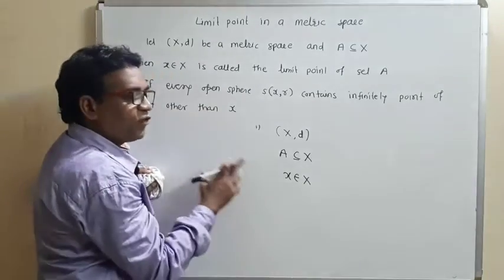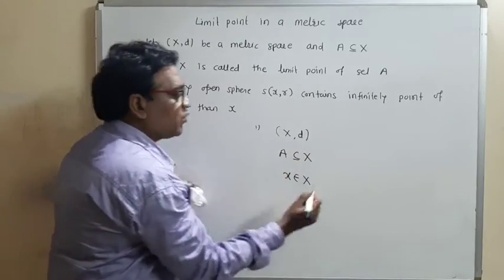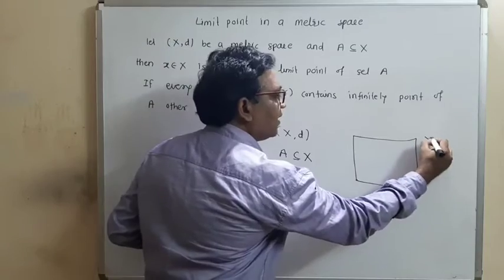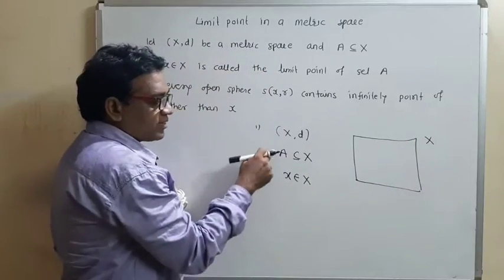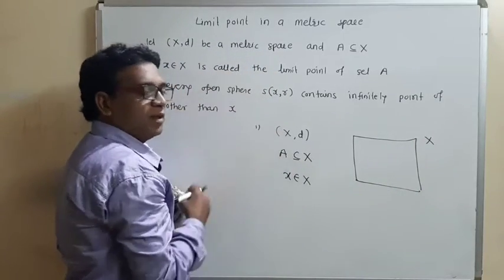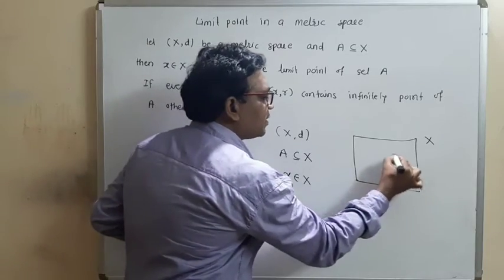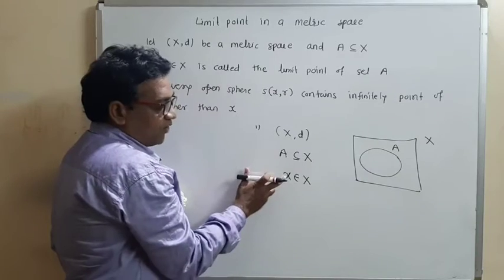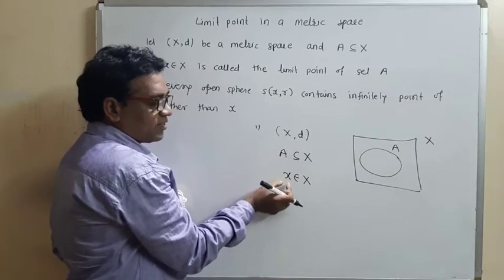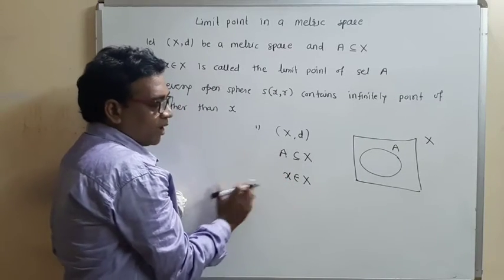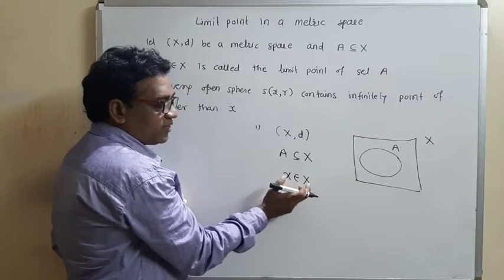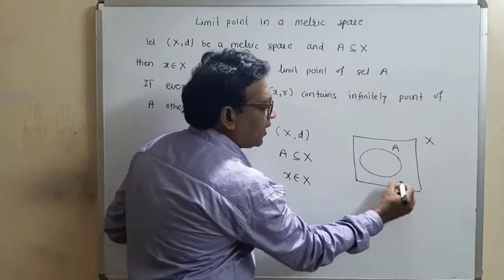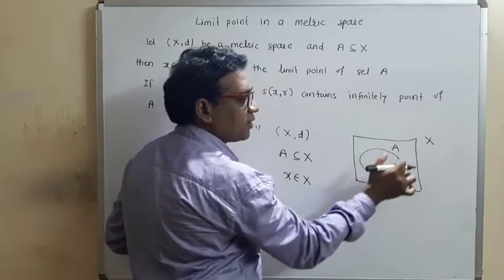What is the requirement for limit point? We require some metric space, suppose this is the X. What is the second requirement? We require some subset A of metric space X, and we require some small x belonging to capital X. We require some point which is the element of this space.